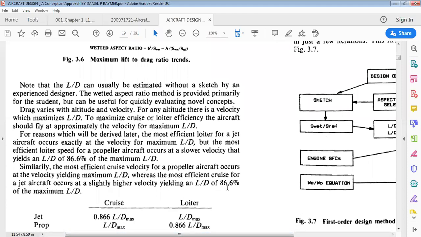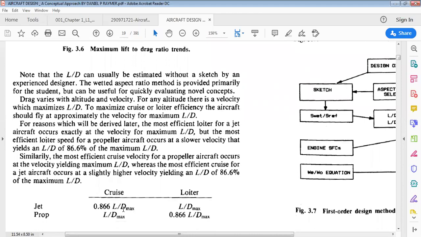And you can see 86.66% of L by D is the velocity yielding for jet aircraft. Mainly when the jet is cruising, we get 0.866 times L by D max. There I will get the maximum velocity where a jet aircraft can fly. Okay, we will discuss about it.